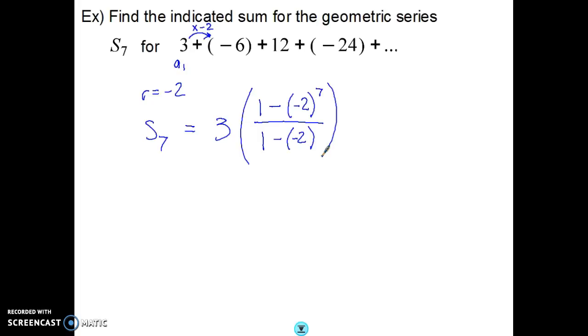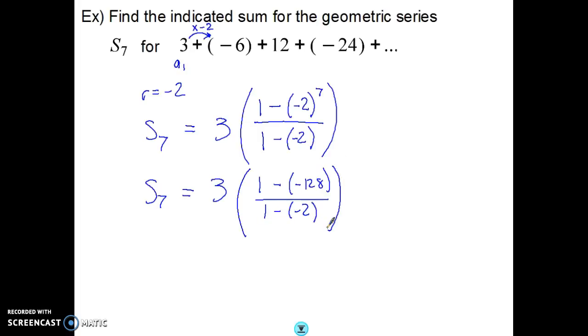-2 to the 7th is -128. So this is now 3 times 1 minus -128 over 1 minus -2. And then we can actually do the subtraction now, which will give us 3 times 1 minus -128 is 129 over 1 minus -2 is 3. Finish doing out this multiplication, and your final result is just 129.